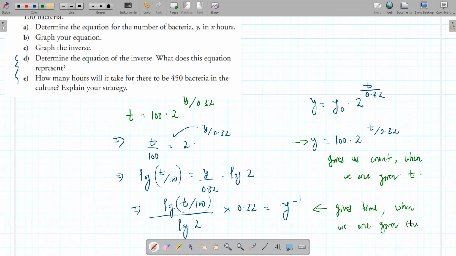Look at part E. It says how many hours will it take for there to be 450 bacteria? Which equation do we use? The inverse one. Yeah, exactly. This is our time here. So we're going to plug 450 as t over here. So let me plug that. So it'll be log of 450 divided by 100, divided by log of 2, times 0.32, and that gives me 0.69 hours.